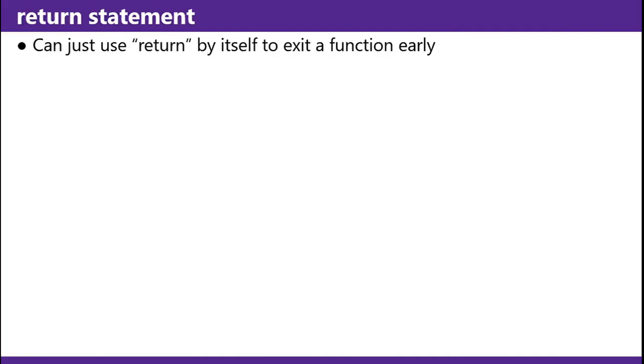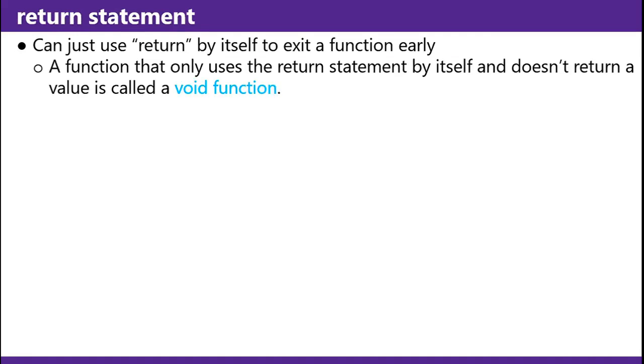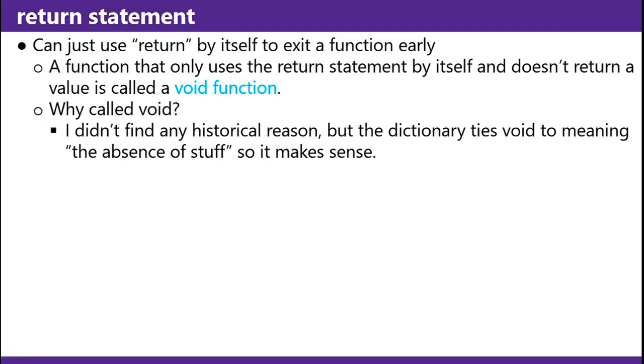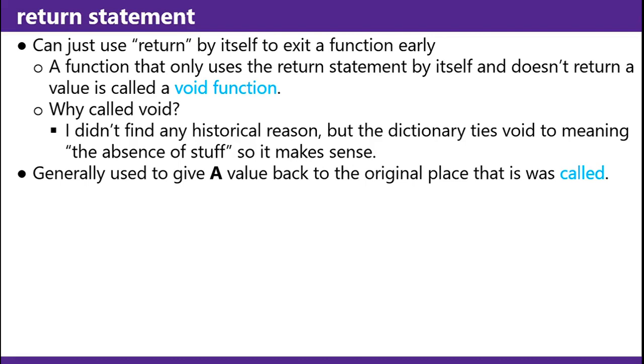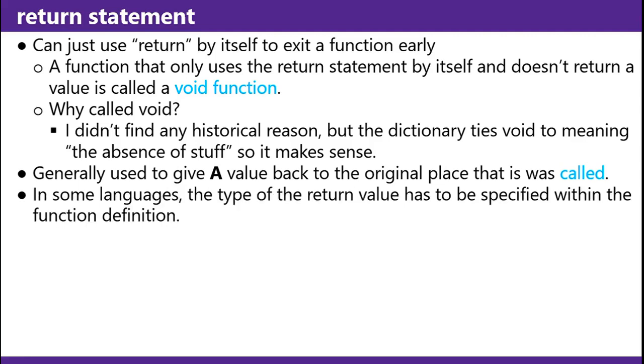Return statement. You can use return by itself to exit a function early. A function that only uses the return statement by itself and doesn't return a value is called a void function. Why is it called void? I didn't find any historical reason, but the dictionary ties void to meaning the absence of stuff, so it makes sense. Generally you can only return one value, meaning you can't give back more than one value from a function to the original place that it was called. In some languages, the type of the return value has to be specified within the function definition.